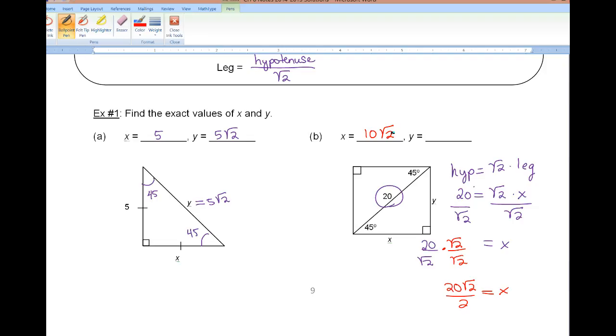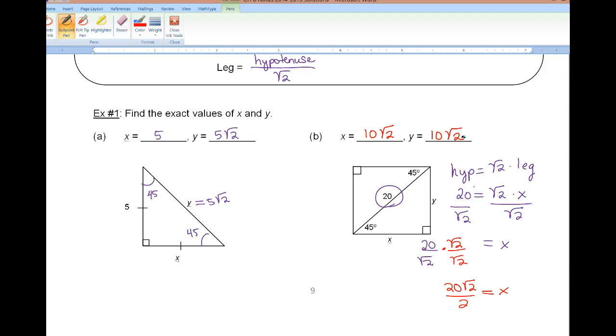Wait, listen, I was right. I said 10 root 2. Okay, let me just summarize this. If you have the leg, you multiply by square root of 2. If you have the hypotenuse, you divide by square root of 2. That's it for 45-45-90.